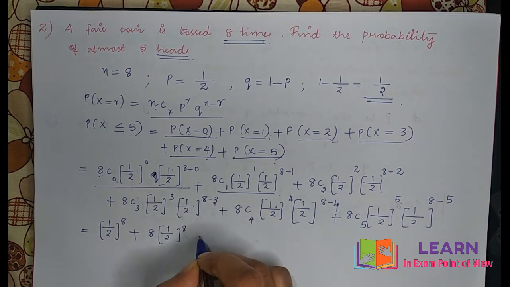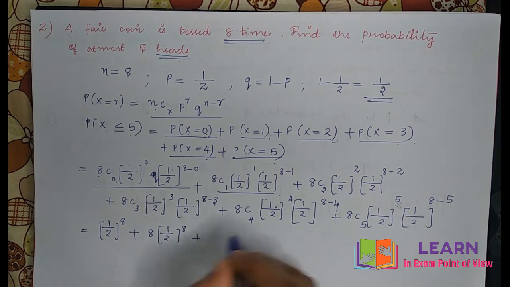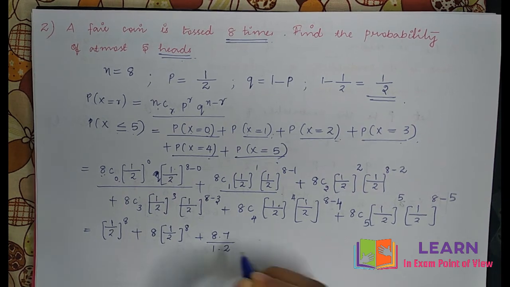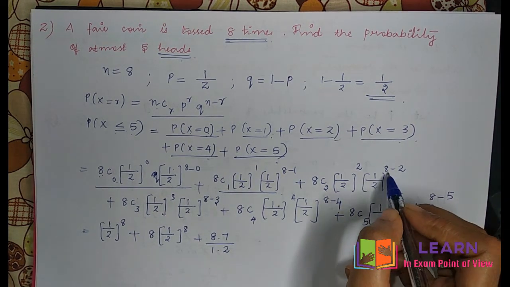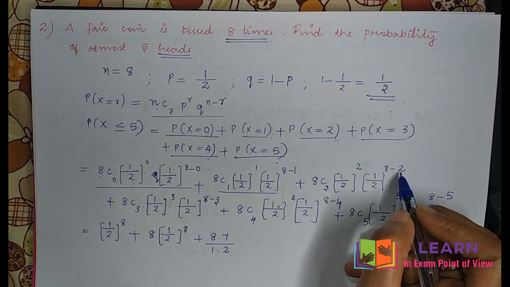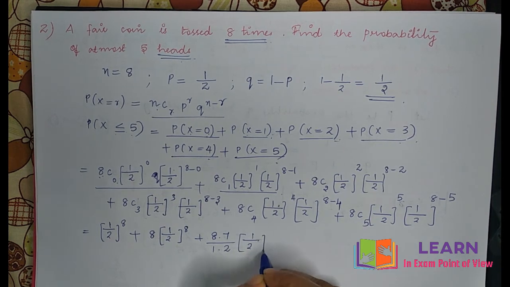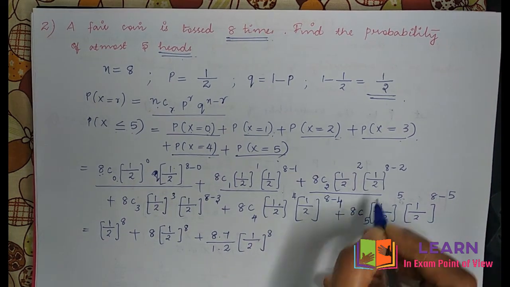Okay, this case. Plus 8C2 can be written as 8 into 7 by 1 into 2. Then here 8 minus 2, that is 6. 6 plus 2, again 8. That is (1/2) raised to 8. Powers adding. Okay, this we completed.